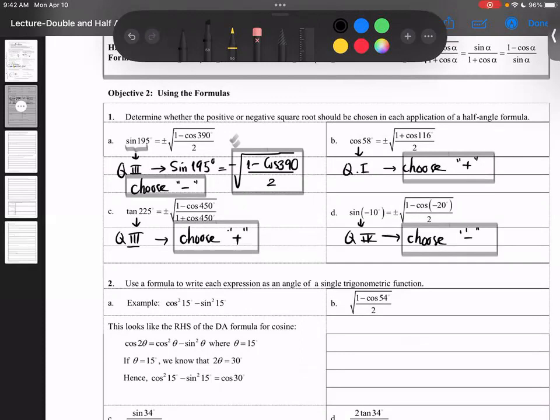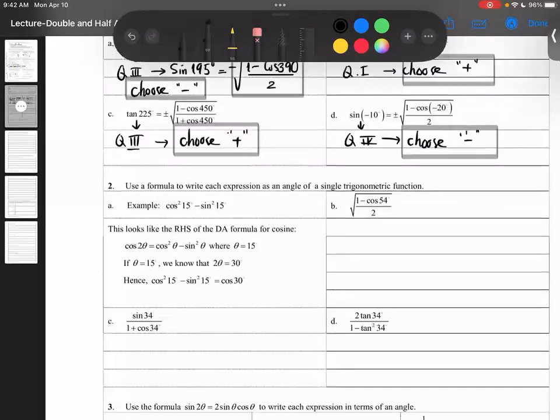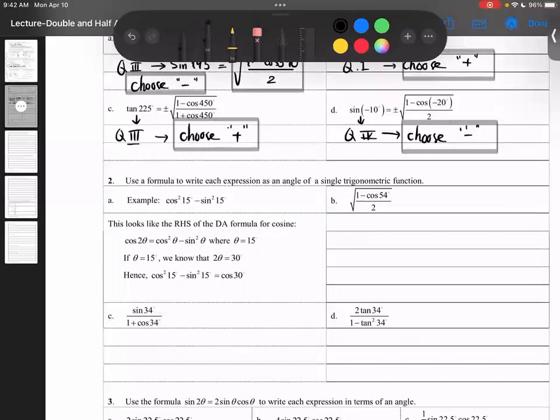Number two, use a formula to write its expression as an angle of a single trigonometric function. So for problem two, they want a single trig function. Either it's going to be sine theta, cosine theta, or tangent theta, just one, right? Just one term.